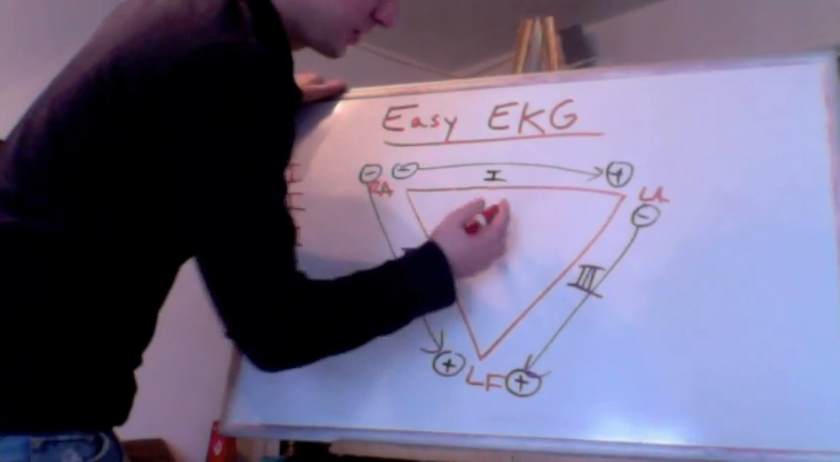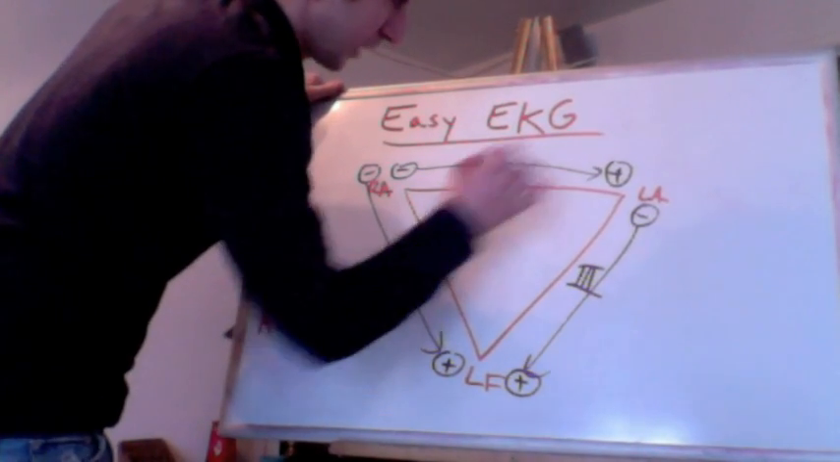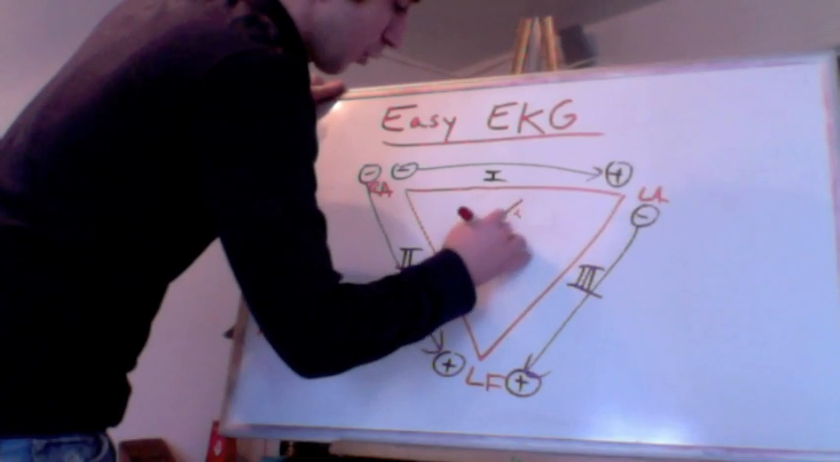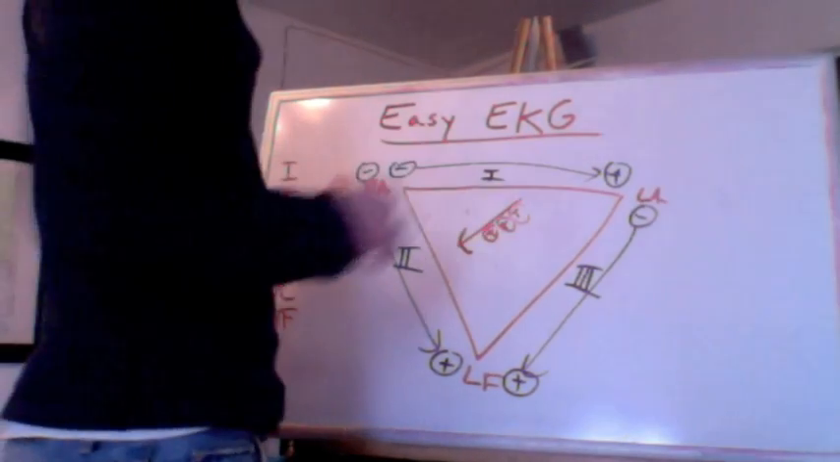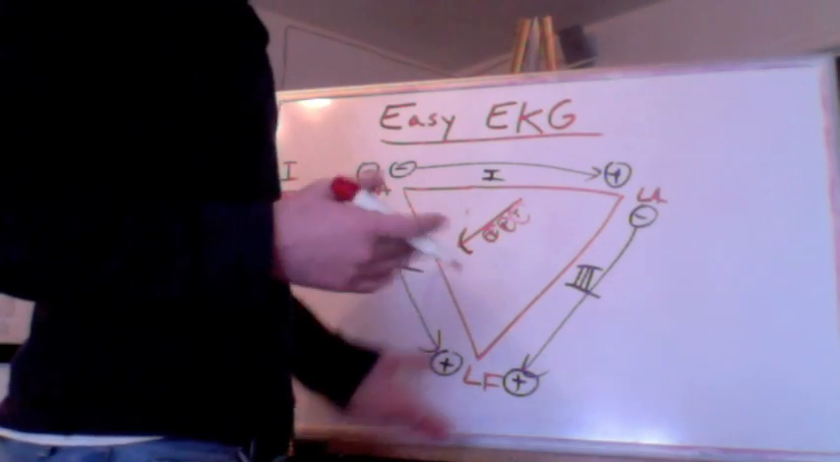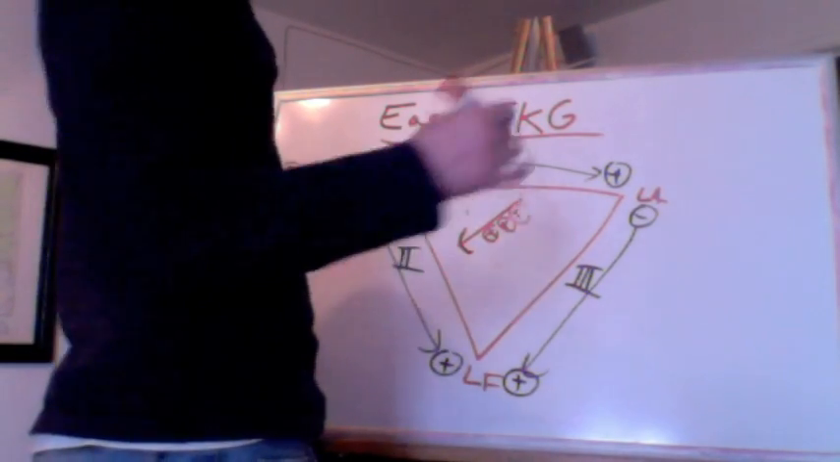Okay, so now think hard. What if my depolarization vector goes this direction, and we're looking in lead 1? All right, so we're getting more positive as we're approaching this way. What's our spike going to look like? Is it going to be positive, negative, or is it going to be equal? It's going to be negative, right?